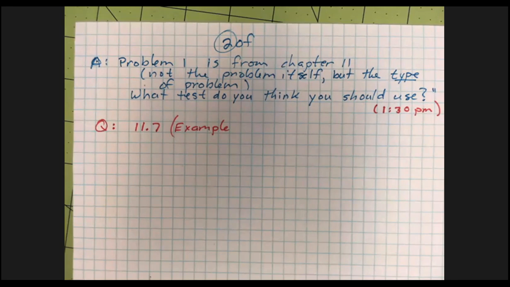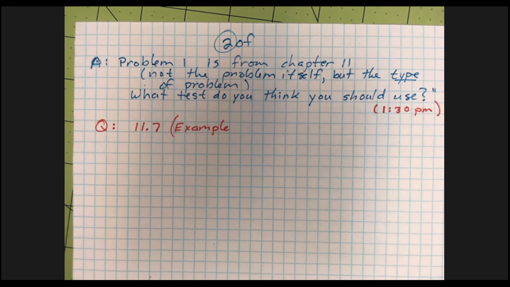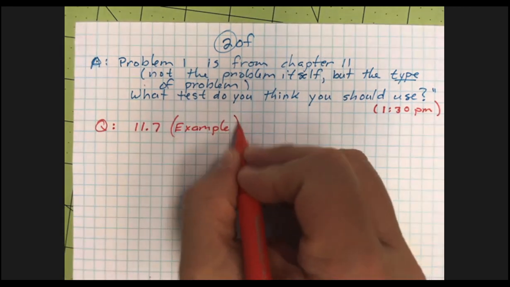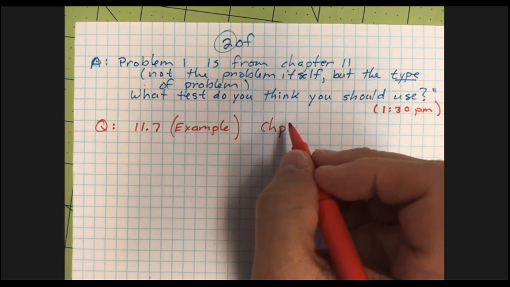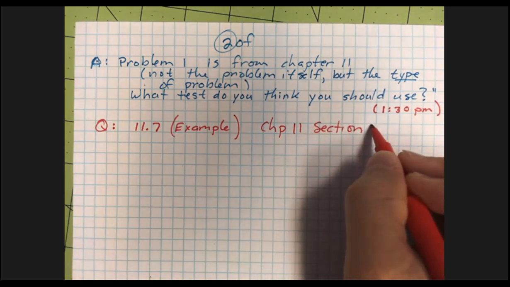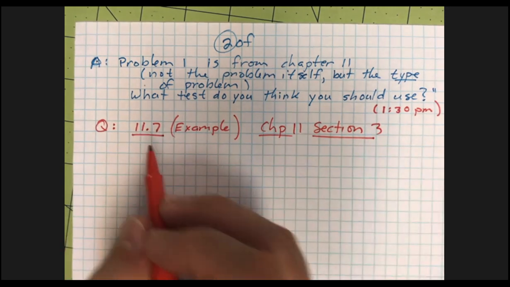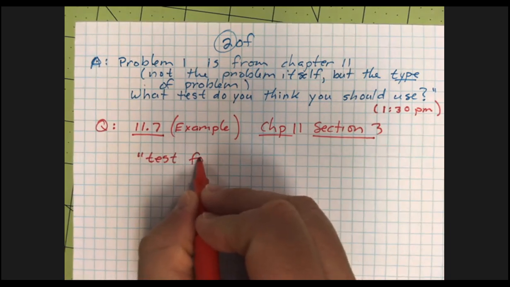Sometimes you have to be careful with the page numbers because different printings have different page numbers. My physical book in front of me, it is on 637. And this test right here on 637 is a test for independent events. So this is just to help people if they got a different page number. This is chapter 11, section 3, 11.7. Okay, so this is a test for independence.